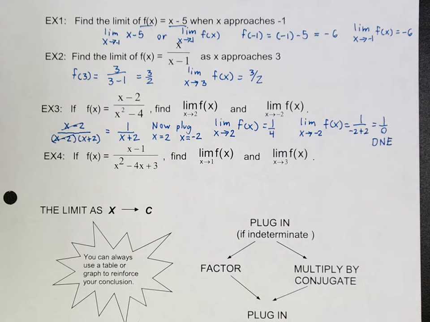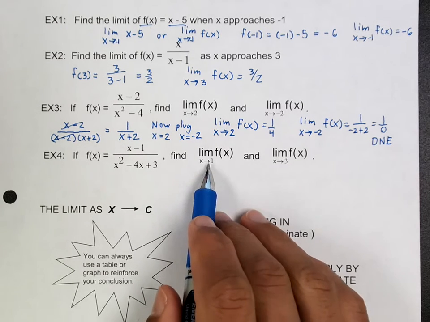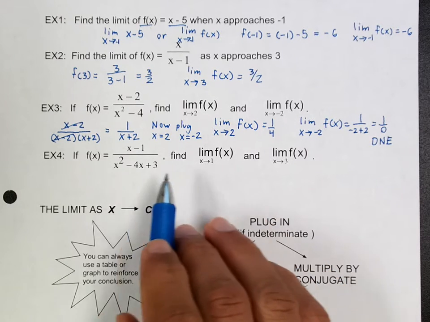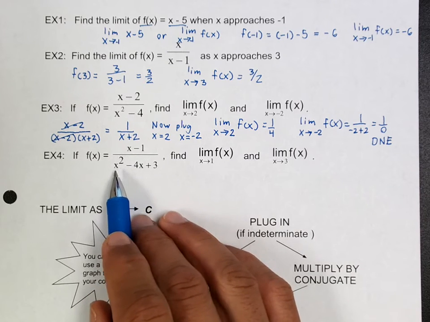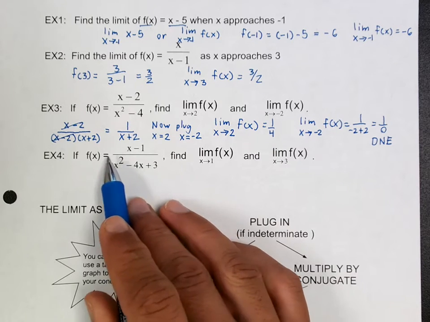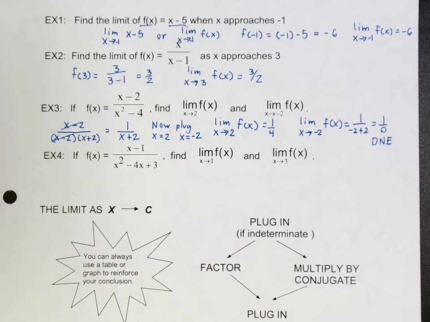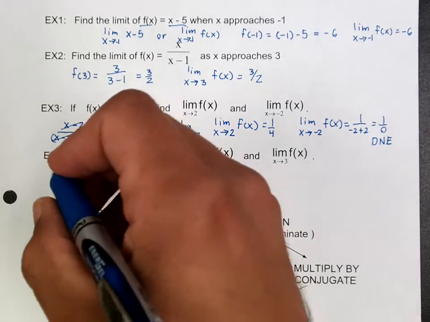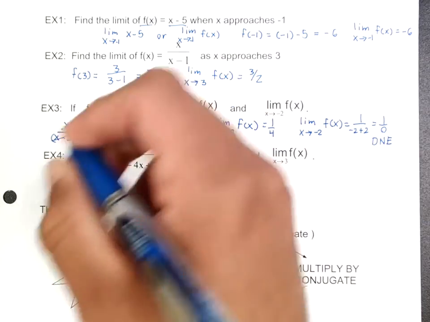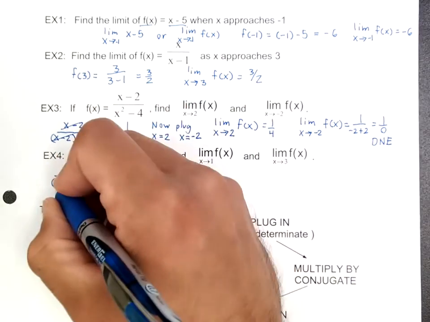All right. On example 4, we're going to do the same exact thing. If we plug in a 1, notice that that should always be the first thing you try, because that's the easiest thing. If I plug in a 1 on this equation, I have 1 minus 4 plus 3, so the denominator is also going to be 0. If that happens, then your next step is to try to factor the bottom, and hopefully something will cancel out.